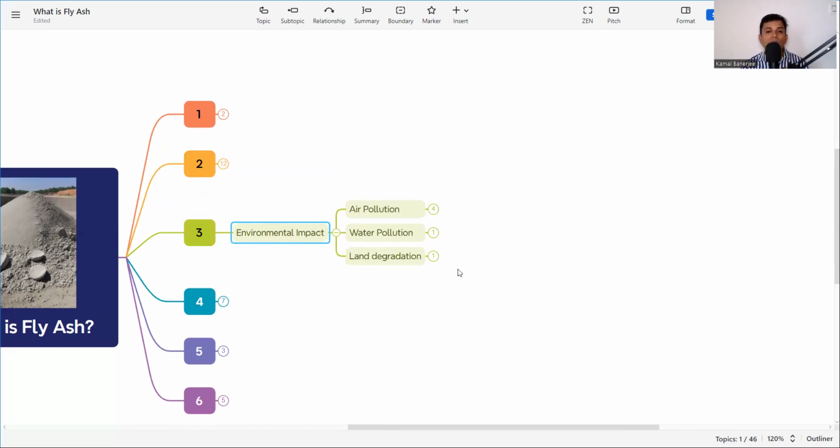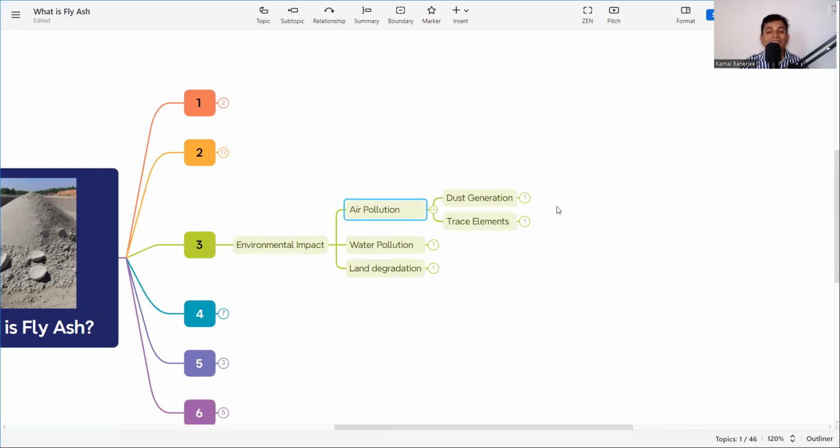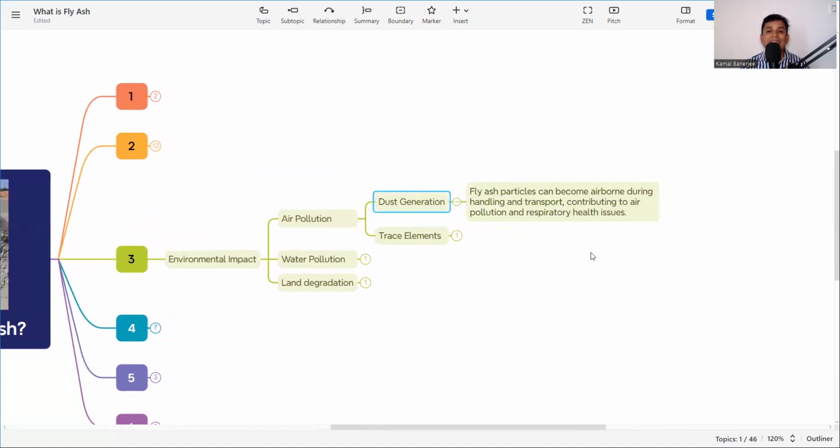So we need to know what will be the detrimental effect of fly ash on the environment. The first thing is air pollution. So what is happening? It produces dust and trace elements. Fly ash particles can become airborne during handling and transport, contributing to air pollution and respiratory health issues. So whatever particles are there in the fly ash, that is harmful for our health as well as our air as well as earth. So it will cause respiratory problems and other problems, and air quality becomes very poor.